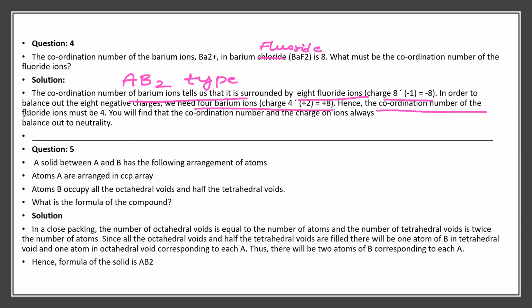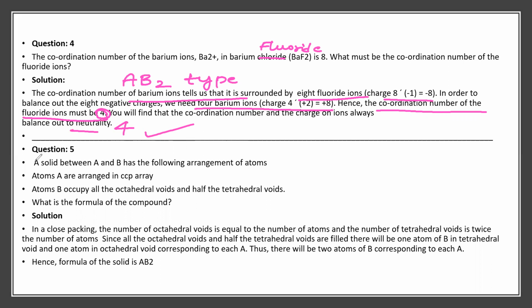Fluoride ions must be 4 means what? Here the coordination number for one fluorine ion, four barium plus 2 ions are surrounding. You will find that coordination number and the charge on the ions always balance out to neutrality. So the coordination number of fluoride ions should be equal to 4. It is representing AB2 type and it is the fluorite structure. So this we have already discussed in the ionic structures of solids.